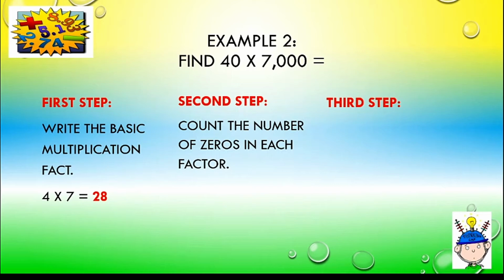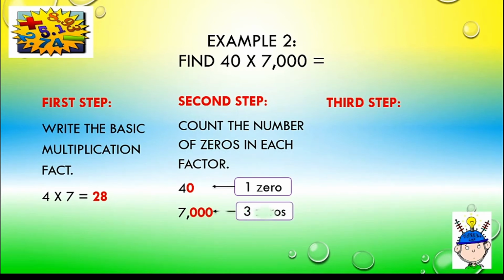Let's begin with 40. How many zeros? 1 zero. And next factor, 7,000. How many zeros? 3 zeros. Then add all zeros. 1 plus 3 equals 4. There are a total of 4 zeros.